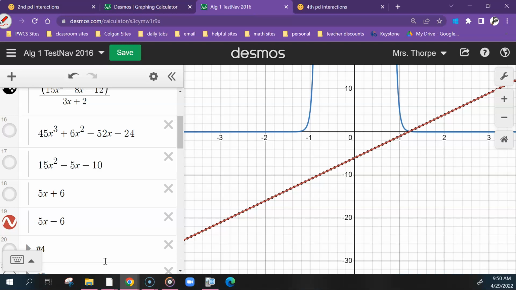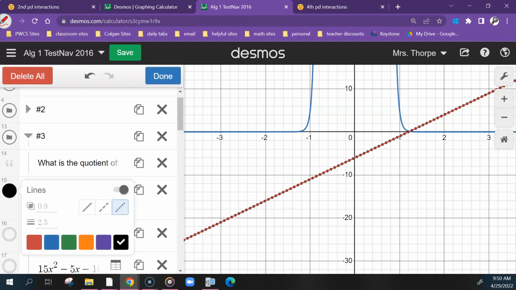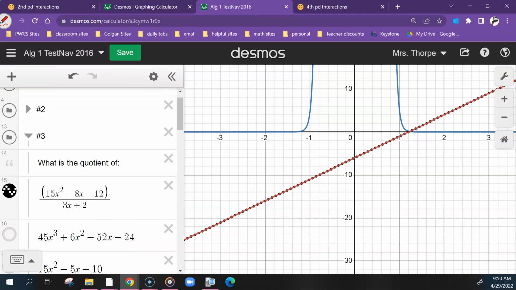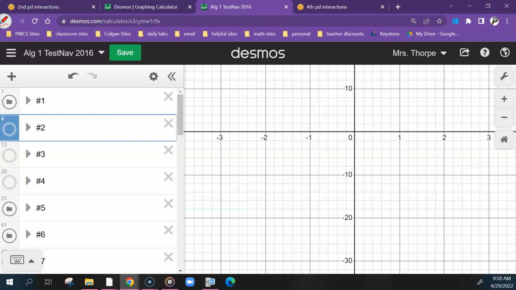If you need to change how it looks, you can go into the gear wheel, click on this, and it'll let you change the type of line and the color. There we go. That's why that was there.